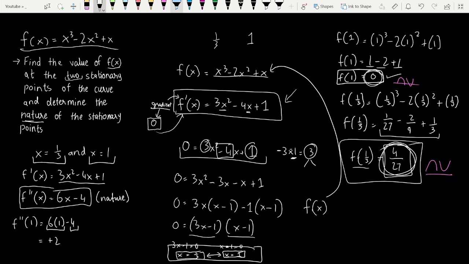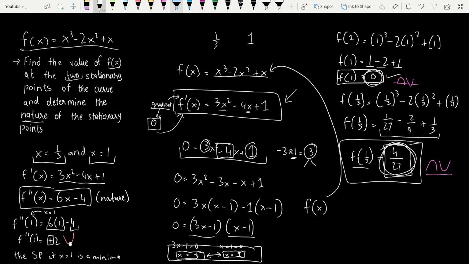That means the stationary point at x equals 1, where we put x equals 1 in here, is basically a minima. So positive, we know what a positive value means. A positive value means you have a smiley face. So at the bottom of that smiley face, you basically have a minima. So the stationary point at x equals 1 is a minima.